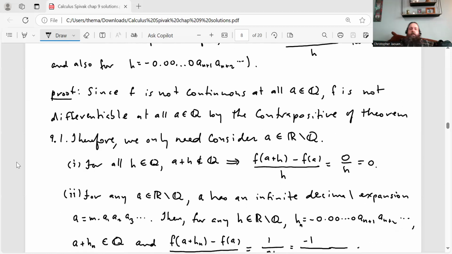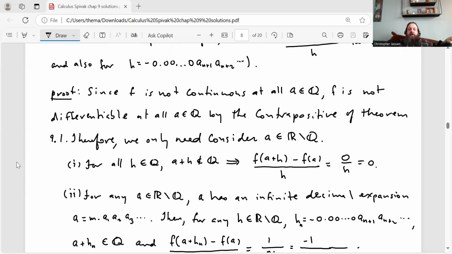All right, here's my proof. Since f is not continuous at all a in Q, f is not differentiable at all a in Q by the contrapositive of theorem 9.1. Theorem 9.1, if you haven't watched the video for the chapter summary yet, says if a function is differentiable, then it's continuous. So the contrapositive of that is if f is not continuous, then f is not differentiable. All right, so that's why you don't have to worry about rational values of a.